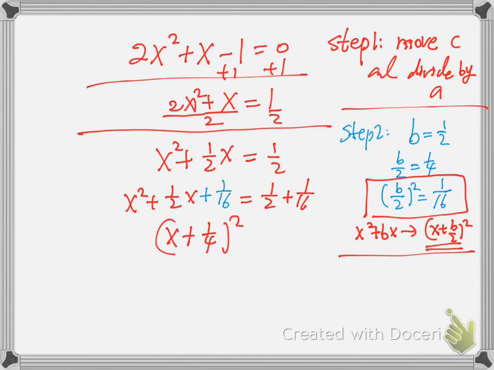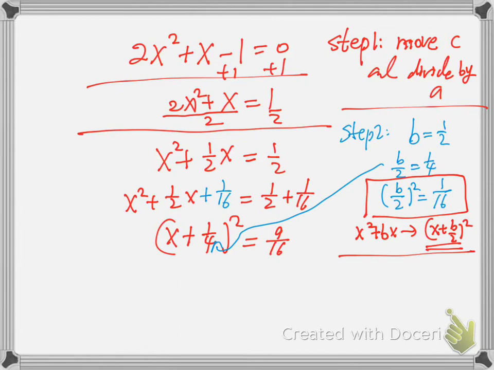Okay, why is 1 over 4? Because b over 2 is 1 over 4. So this equals 1/2 plus 1 over 16. So 8 over 16 plus 1 over 16. So it's 9 over 16.